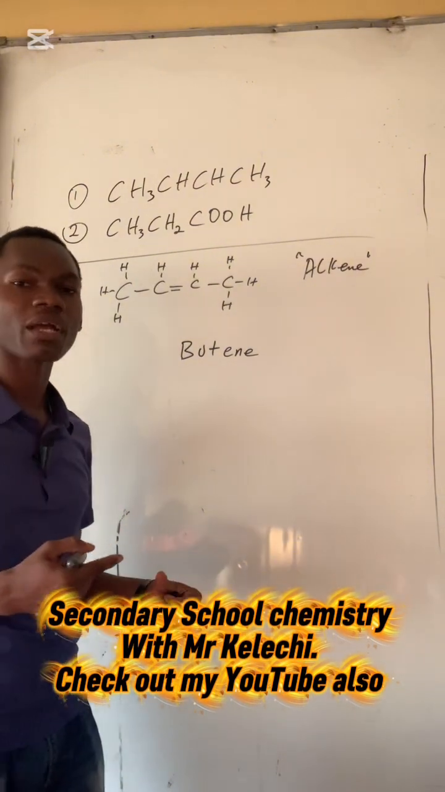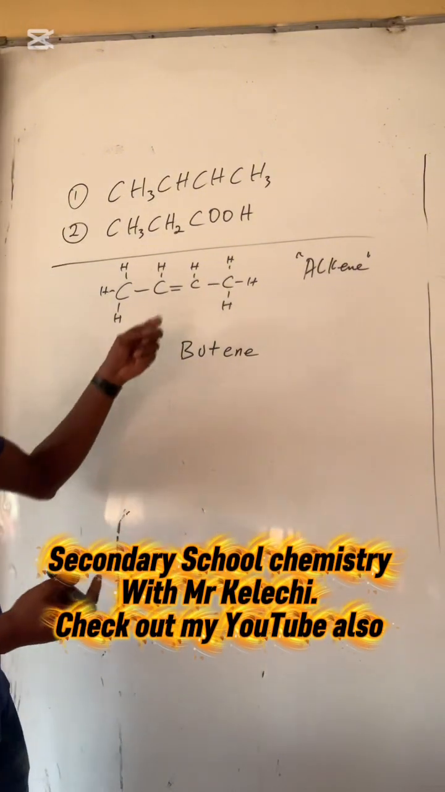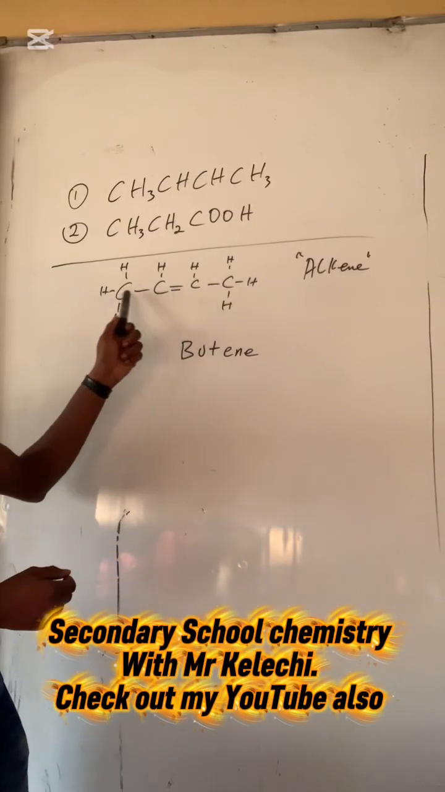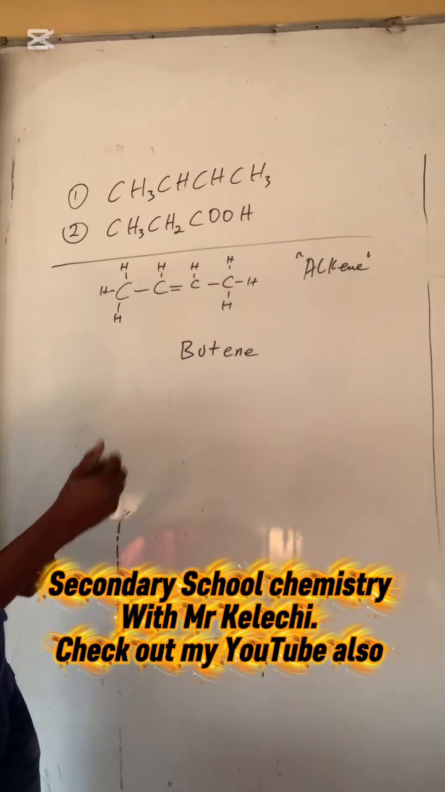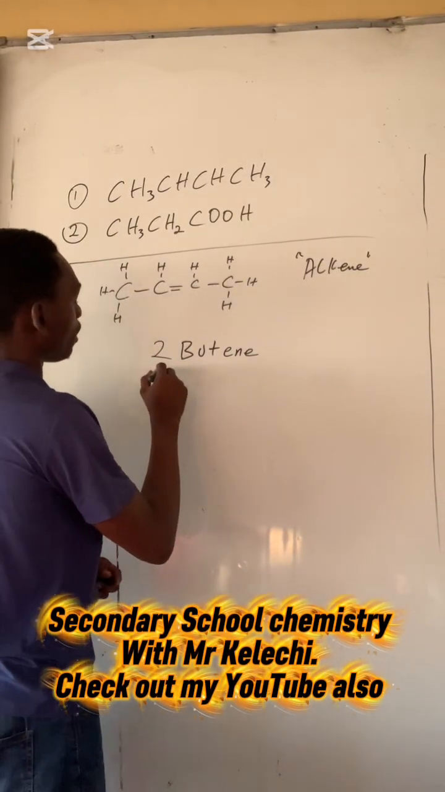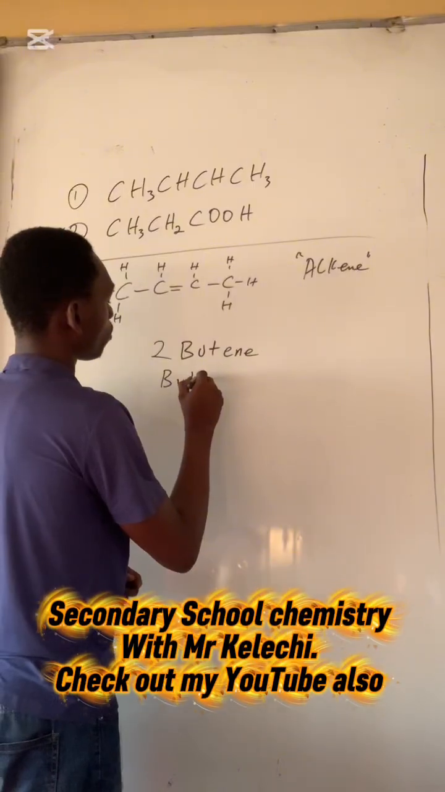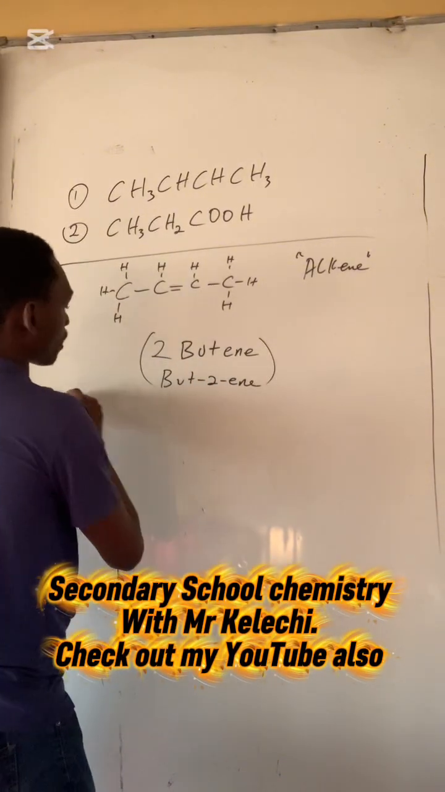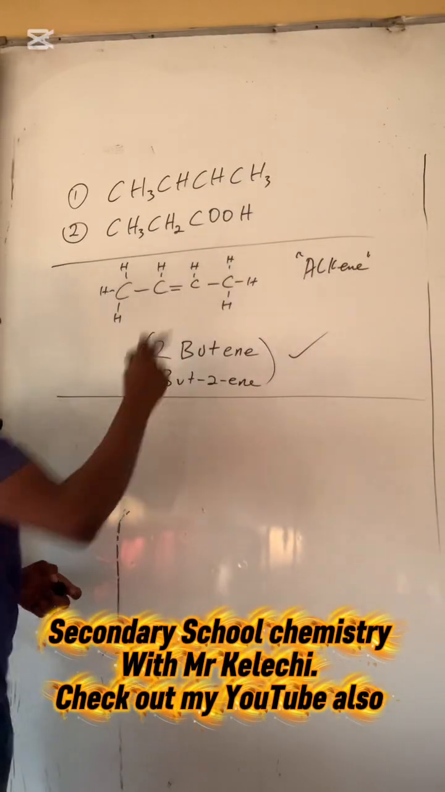In order for us to make more reference to the double bond, what position of the double bond is this? It's on carbon atom number 2. 1, 2. So we can say the name is 2-butene, or we can say but-2-ene. Either of them is correct for this particular compound.